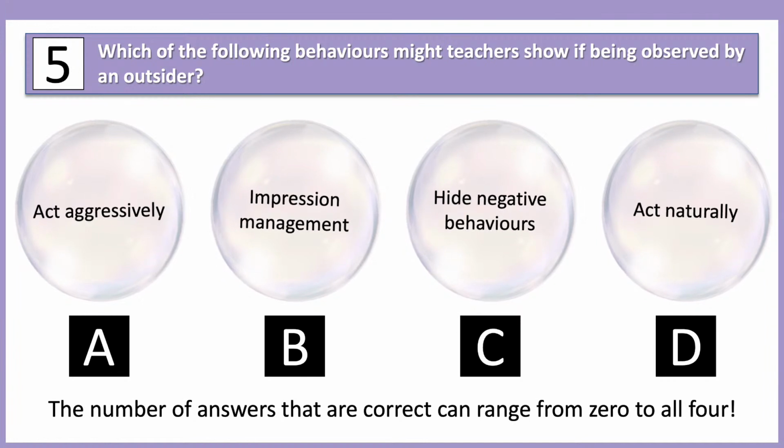Okay. Which of the following behaviours might teachers show if they are observed by an outsider? Would they A, act aggressively? B, impression management? In other words, they try to put on a professional demeanor. C, hide negative behaviors, or D, act naturally. Which of the following behaviors might teachers show if they're being observed by an outsider?